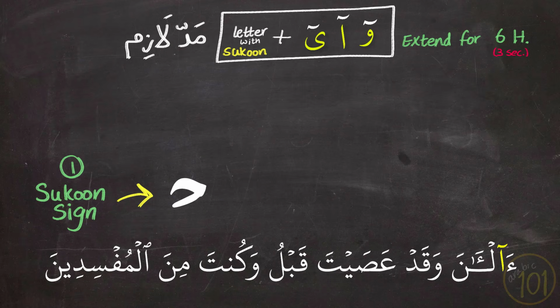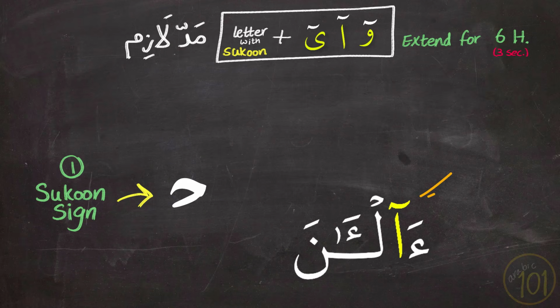So here we extended the alif for 6 harakat because the lam that came after it had the sign of sukoon on top. So this means that we have a med lazem in this position.